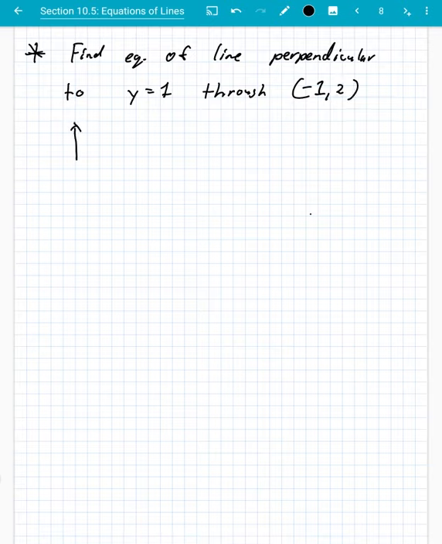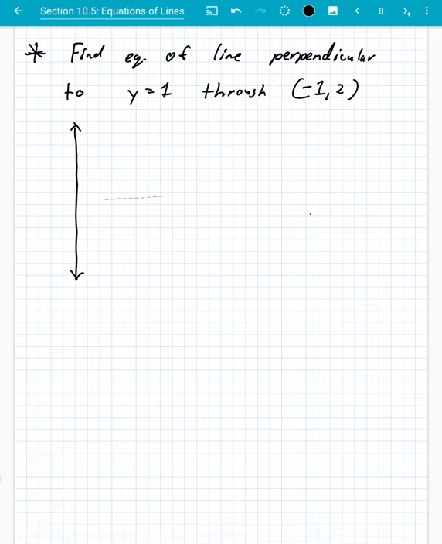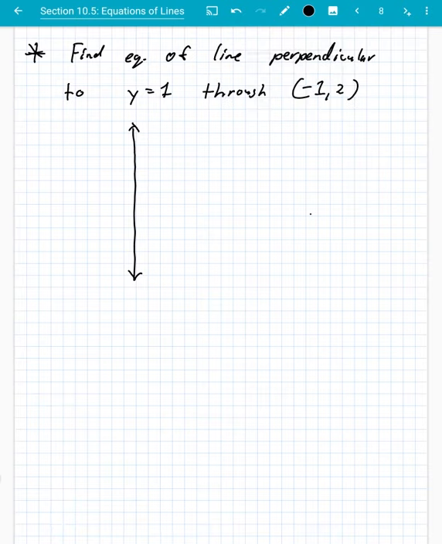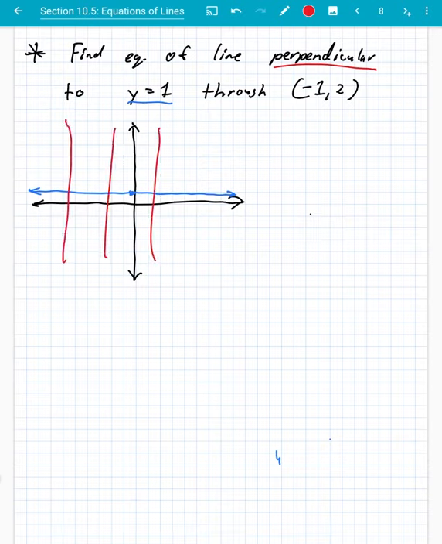So let's look at this. Let's go ahead and draw out our graph. Gonna move this over a little bit, a little bit more room. All right. So let's go ahead and draw y equals 1 first. Y equals 1 again is a horizontal line through 1. Now remember, perpendicular means it has to run at a T or a right angle. So the next line has to be like this, somewhere like this, to where it creates those right angles. It's a matter of where we put it.